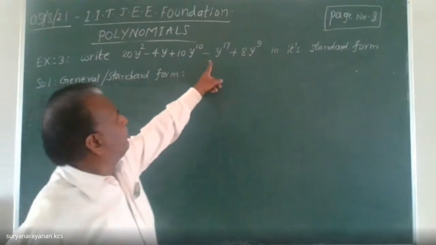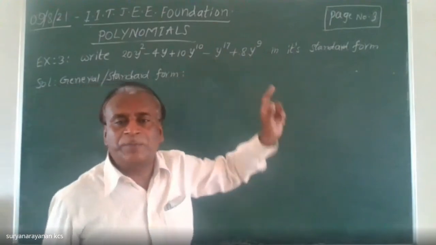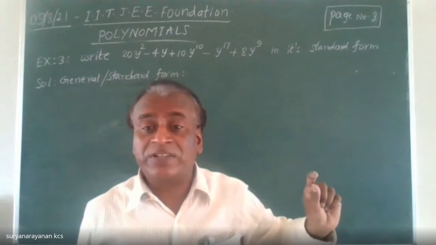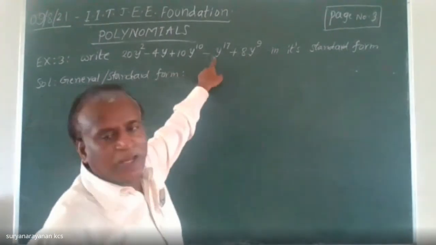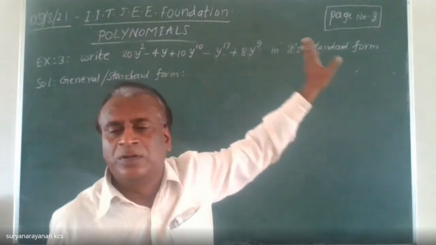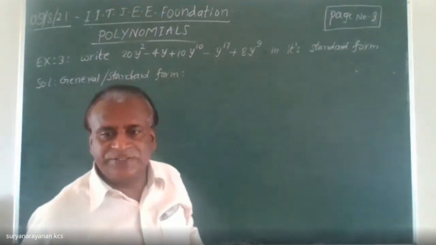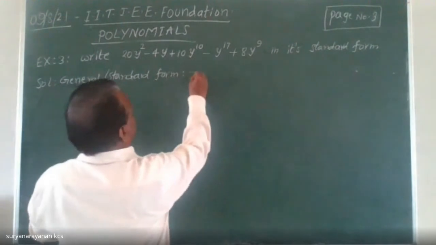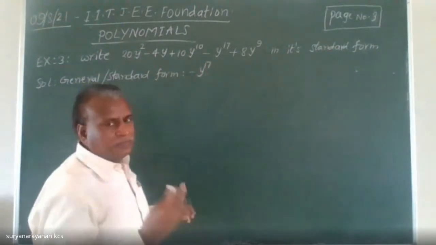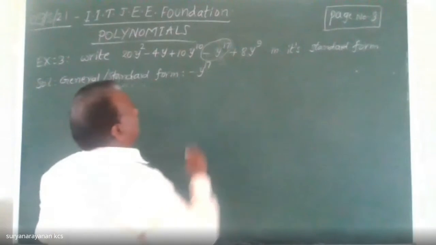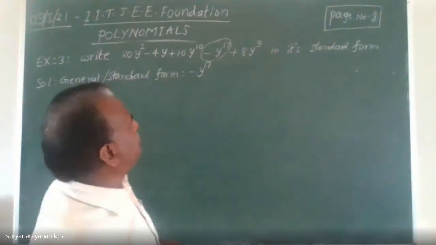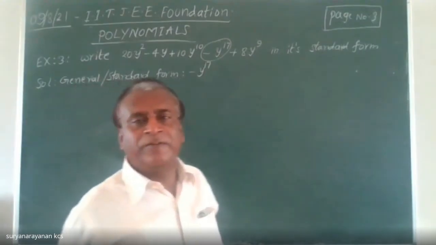Now tell me, minus y power 17, not y power 17. Don't say simply y power 17. Minus is also there. I will conclude, my dear Jeffrey. This is only minus y power 17. Next term, this is over. Next, what is the next term? 10 y power 10. What is the sign of the term? Tell me. Plus 10 y power of 10.